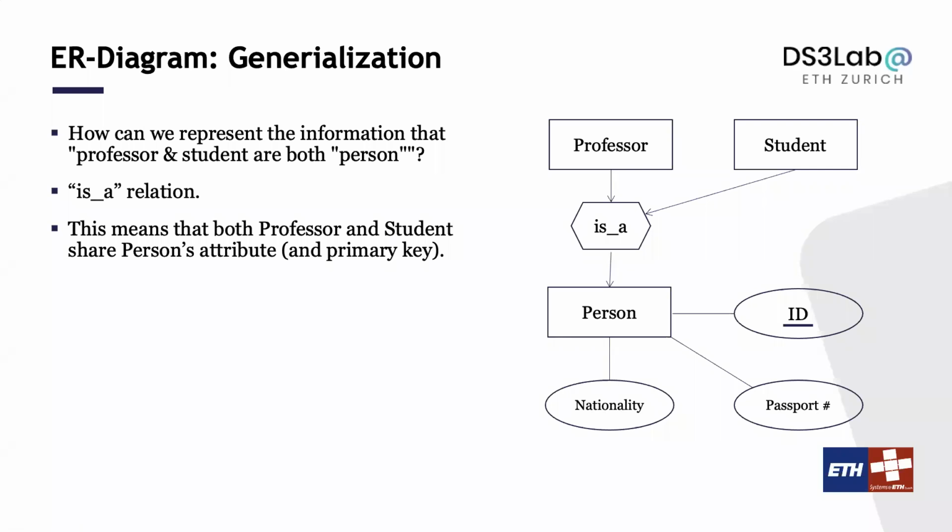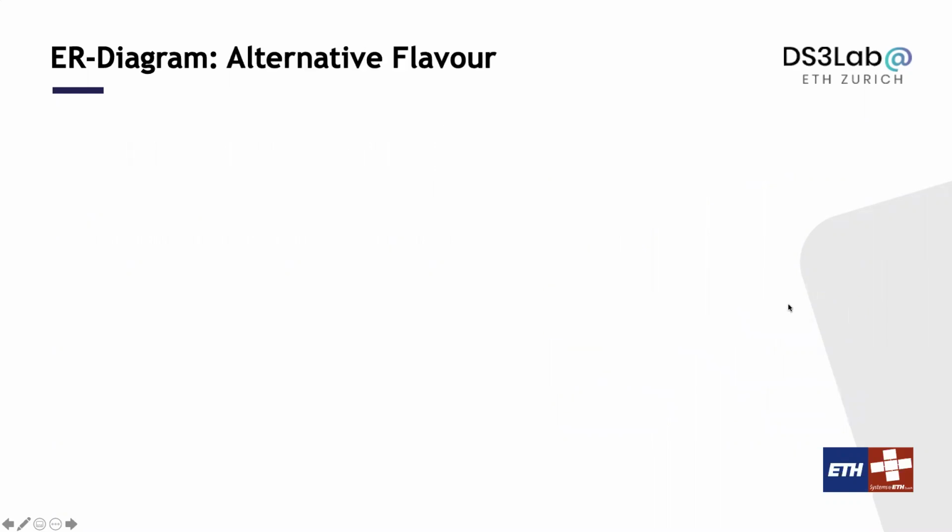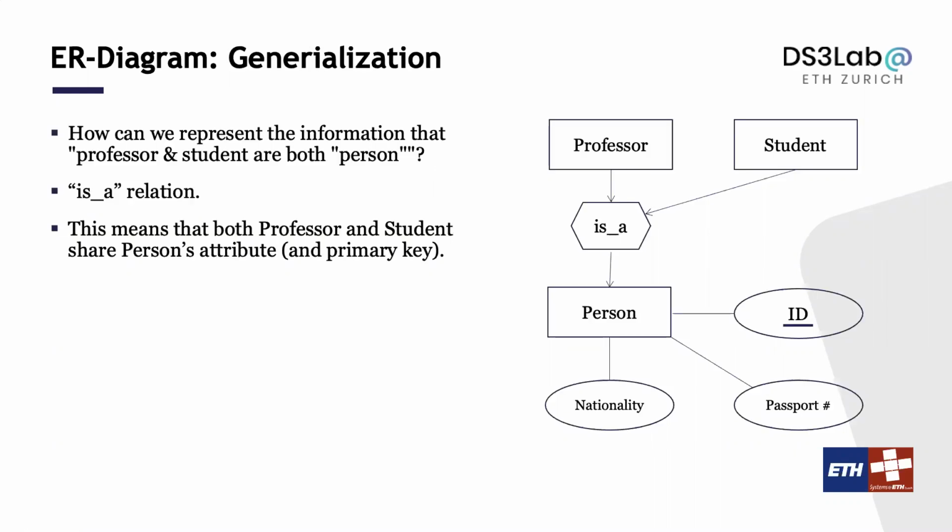Okay, and also here it means that both professor and students will also share ID, which is the primary key. Okay. So this is about generalization.